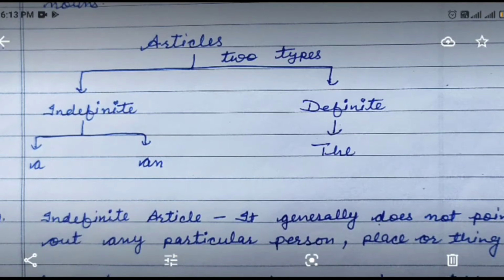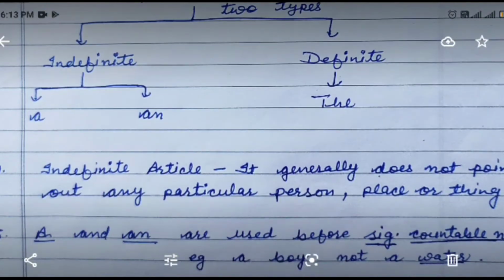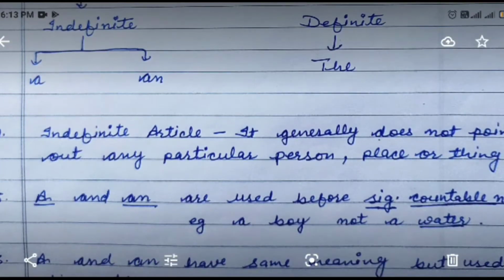Indefinite article generally doesn't point out any particular person, place, or thing. It may be any person, place, or thing. A and an are used before singular countable noun. For example, a boy. Boy is singular. When it is plural, we can't place a before it. And we can count boys. Therefore, it is a countable noun. So we place a before boy because boy is a singular as well as countable noun.